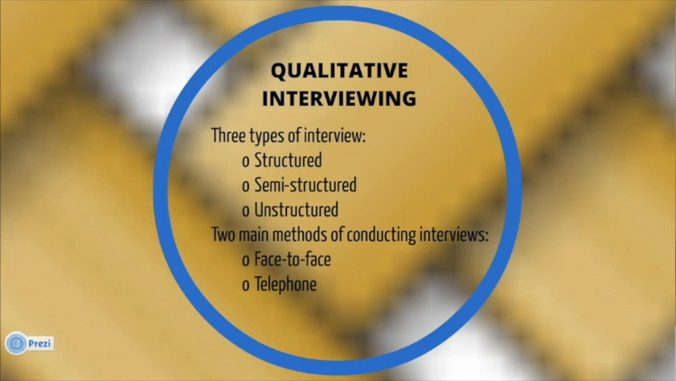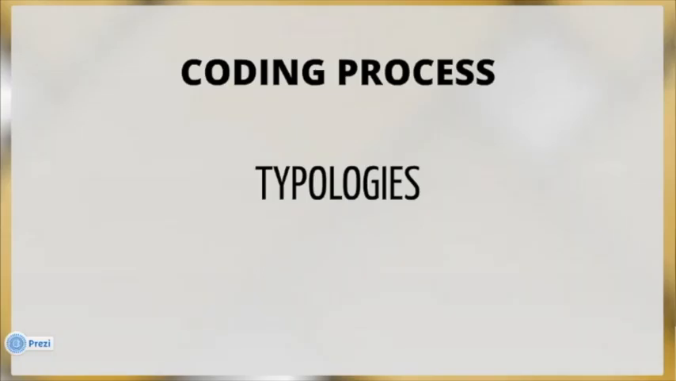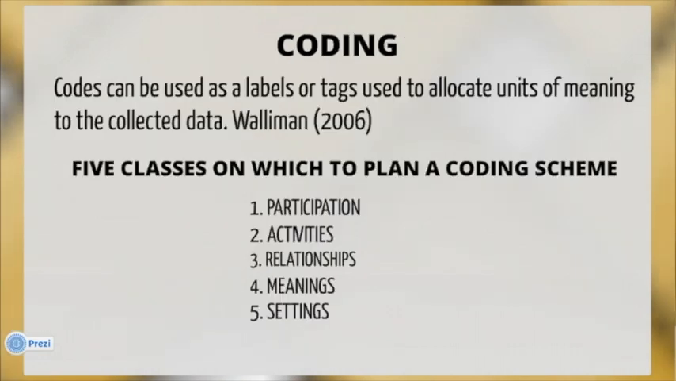Number 7. Focus groups. Focus groups are used to gather data, usually in the form of opinions, from a selected group of people on a particular and predetermined topic. Coding process. Typologies. This valuable step helps you to organize the piles of analyzing the qualitative data. Coding. It is a label or tag used to allocate units of meaning to the collected data.